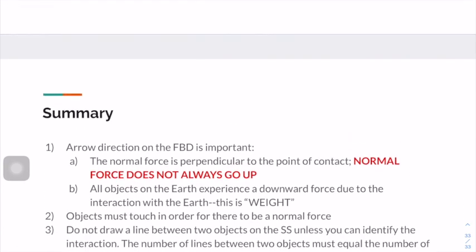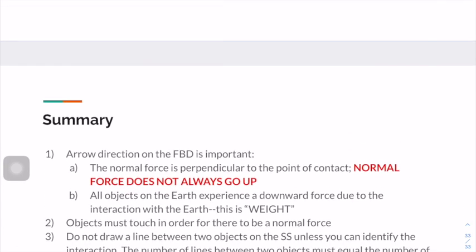Okay, arrow direction on the free body diagram is really important. The normal force is perpendicular to the point of contact. It does not always go up. All objects on the earth experience a downward force due to the interaction with the earth. This is weight.